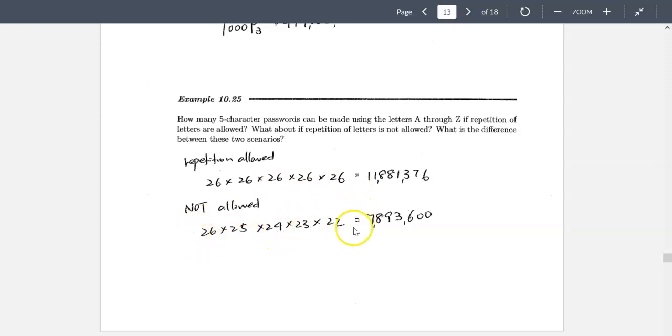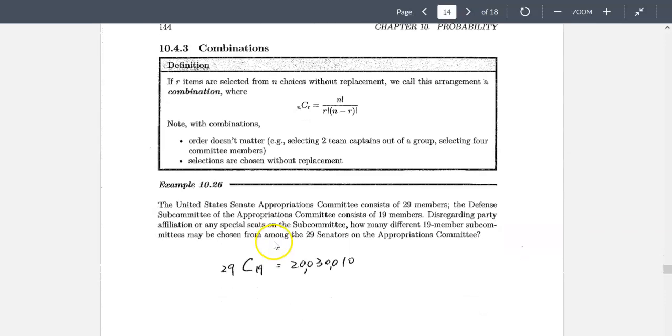Now, this is not a factorial because you didn't multiply all the way down to 1. We're only choosing 5 times, only 5 characters. Just want to mention that real quick. Now, combination, the thing I was talking about, is when order does not matter.